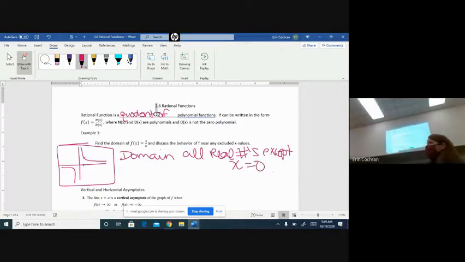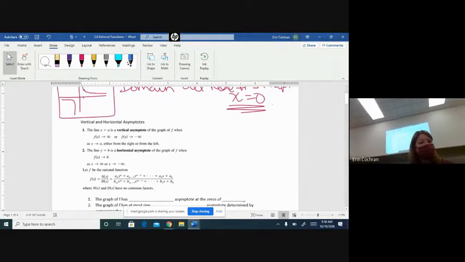So what does it mean? We can approach the x-axis, but we actually never touch it. And same thing with the y-axis, right? We can approach the y-axis, but never actually touch it. So we actually have a vertical asymptote at x equals 0, don't we? And y equals 0? Yeah. So vertical and horizontal asymptotes.